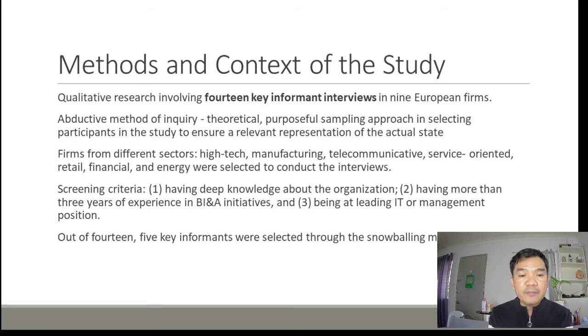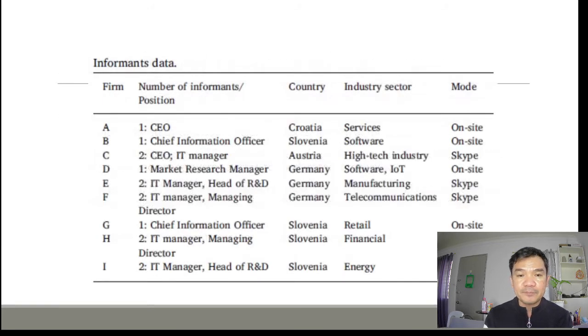The firms are from different sectors, the 9 European firms, and here are the screening criteria. Number one is having deep knowledge about the organization, having more than 3 years of experience in business intelligence and analytics initiatives, and being in a leading IT management position. Out of 14, 5 key informants were selected through the snowball method. So these are the details.